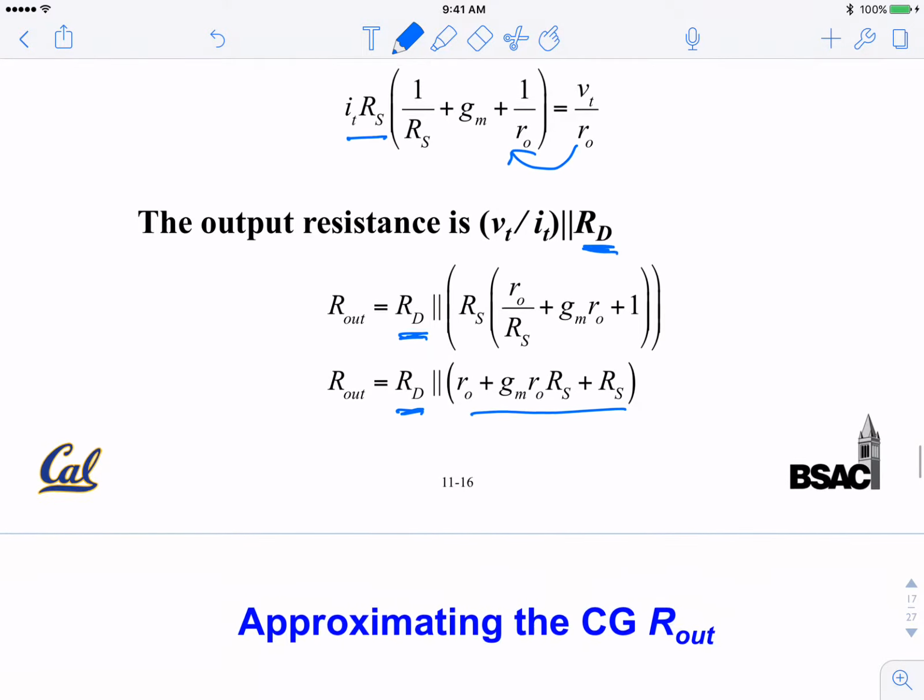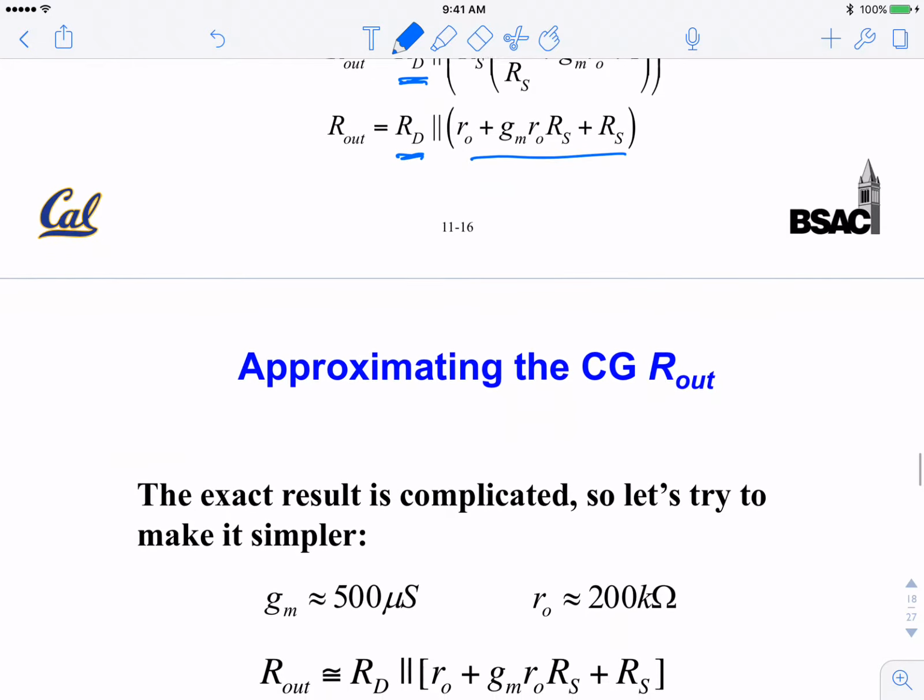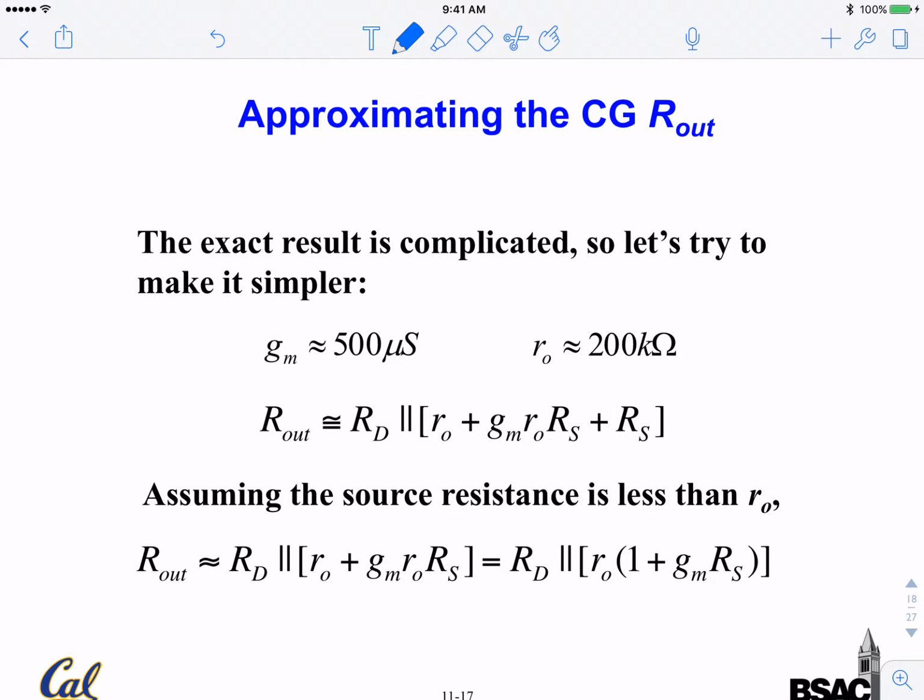So again, look at the typical number. Okay, here, actually, I have a typical number here. GM is 0.5 millisiemens or 500 microsiemens, roughly the same. RO, think about 200 kilo ohm. So GM RO, the product of the two fundamental parameters of a transistor, what's the value of GM RO here? GM RO will be roughly 100. Is exactly 100. Okay, so this is 100 Rs plus Rs.